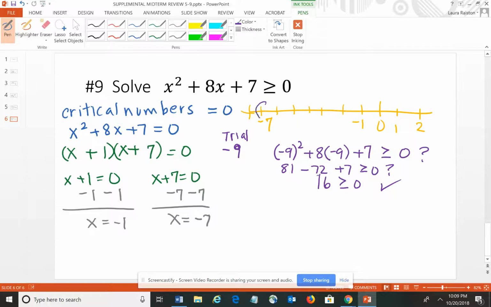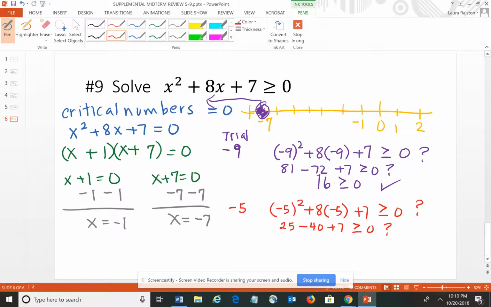So that is my clue that I should use numbers that are below -7. Since it's less than or equal to, I could use -7. So I want to choose numbers over here to the left of -7. Then I'm going to try a number between -7 and -1. Let's try -5. So I have -5 squared plus 8 times -5 plus 7, and I'm wondering if that is greater than or equal to 0. So 25 minus 40 plus 7. 25 minus 40 is -15, plus 7 is -8. Well, -8 is not greater than or equal to 0. So I don't want to use any numbers in that region.